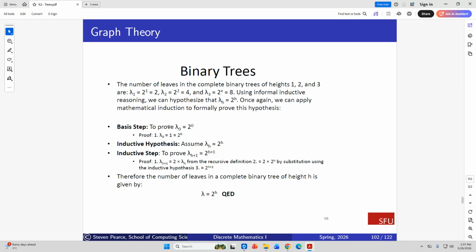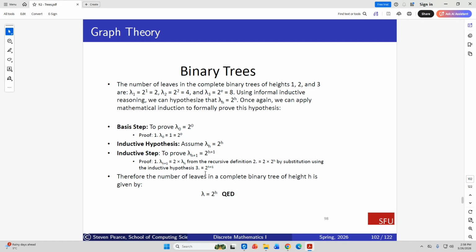Using formal inductive reasoning, we can hypothesize that lambda h is 2 to the h. Let's prove it for a full binary tree, complete binary tree. So this is definitely a full binary tree. To prove that lambda 0 is 2 to the 0, proof. Lambda 0 equals 1, which is 2 to the 0. Inductive hypothesis. Let's see if we can prove this now. Prove lambda h plus 1 equals 2 times lambda h from the recursive definition, and that equals 2 times 2 to the h by substituting the inductive hypothesis.